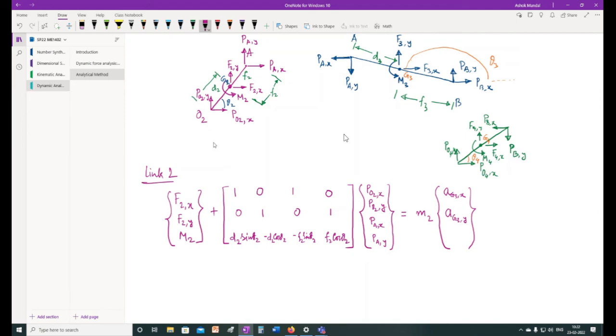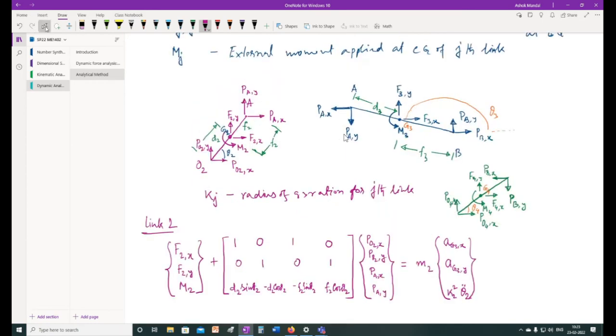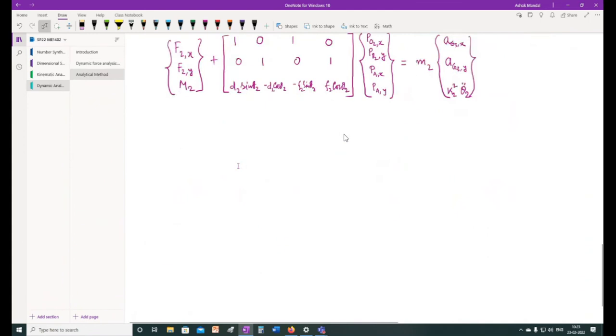Alpha G3. I am writing here K_j is the radius of gyration for the jth link. Then what is the moment of inertia? m k2 square, that multiplied with theta 2 double dot. Is it fine? Okay, let us now do this for link 3.